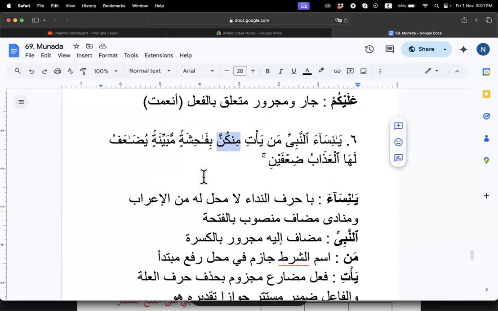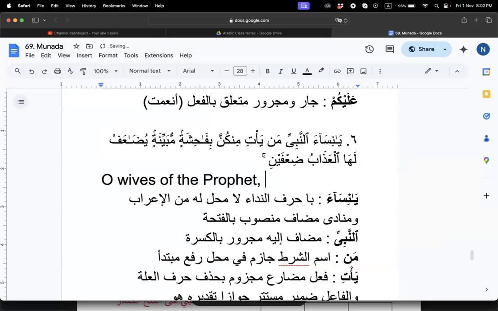Can you translate ya nisa an-nabi? Wives of the Prophet. Literally it is women of the Prophet. If you have the word imra'a as a singular or the plural, and it's mudaf to a man, then you translate it as wife. So in this case it's wives of the Prophet. Man yati min kunna: whoever came among all of you.